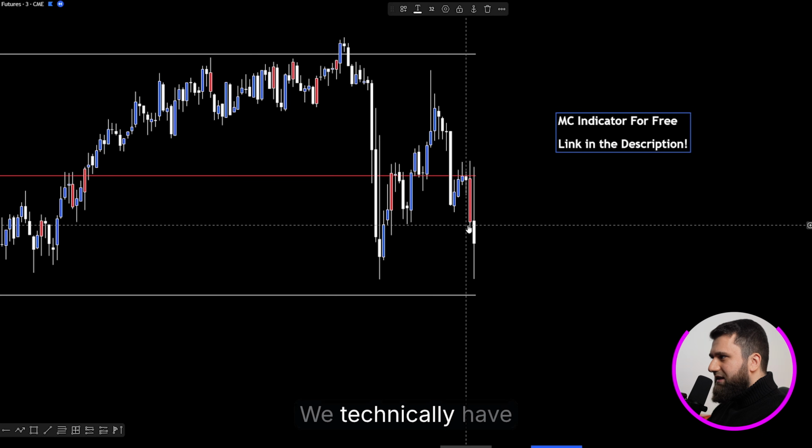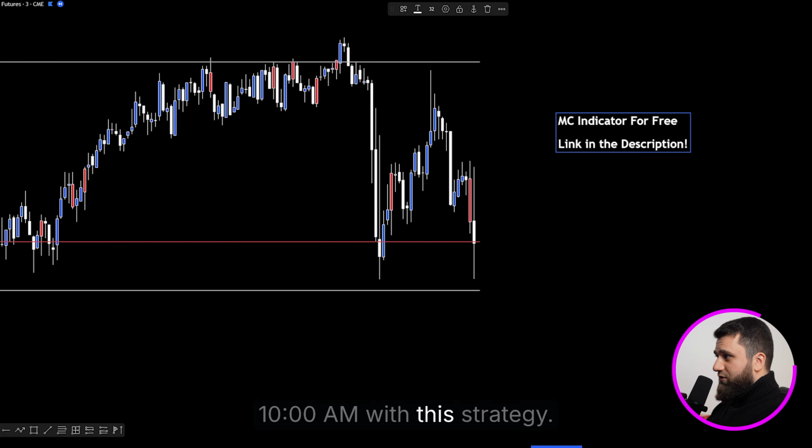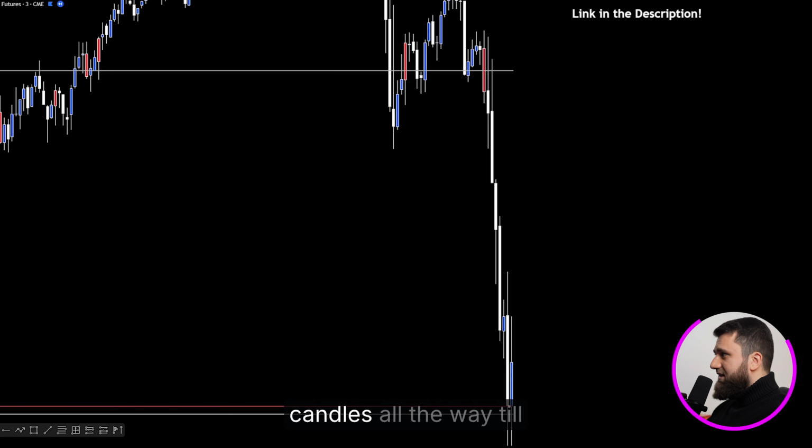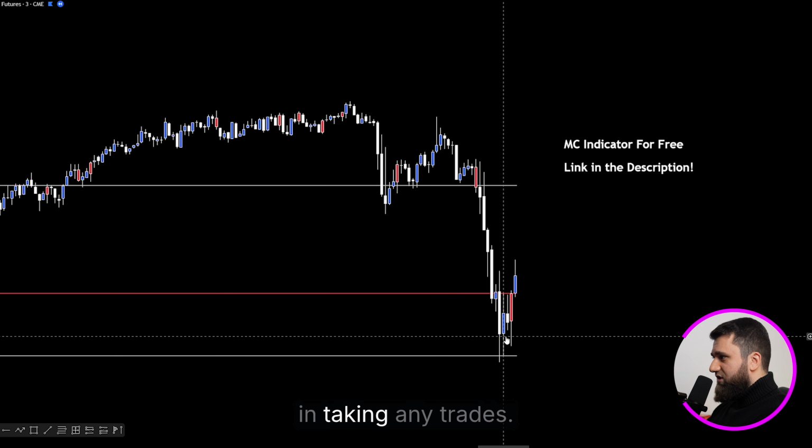Look at that. We technically have an entry already, you may think, but it's not, because this manipulation candle is before 10 a.m. So always keep the second step in mind. We need 10 a.m., guys. We can't trade before 10 a.m. with this strategy. So I'm gonna play the candles all the way till 10 a.m., because before that I'm not interested in taking any trades.